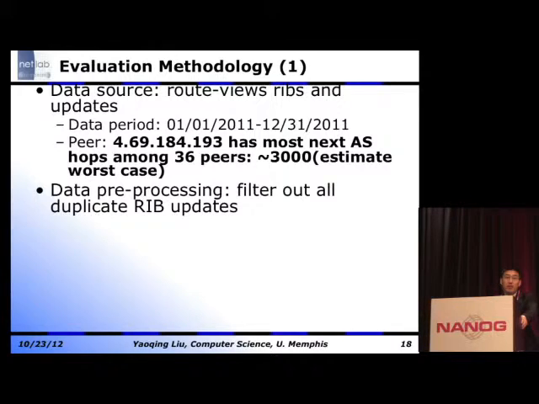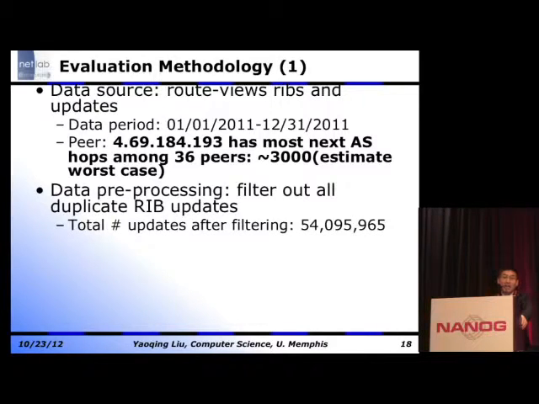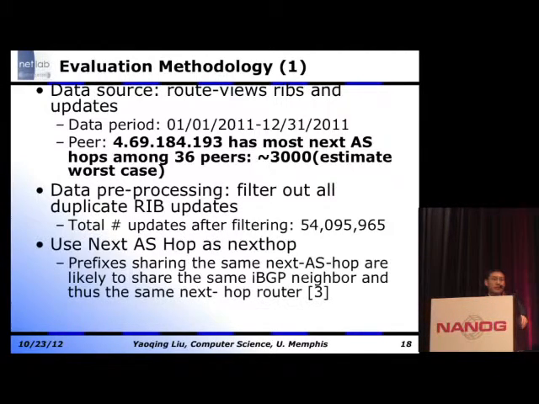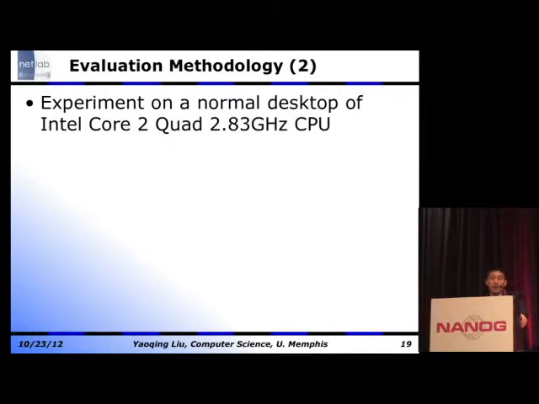So we did some data pre-processing. We filter out all duplicate update messages. And over the whole year of 2011, there are about 54 million updates. And we use the next AS hop as the next hop. So we did the experiment on a normal desktop.